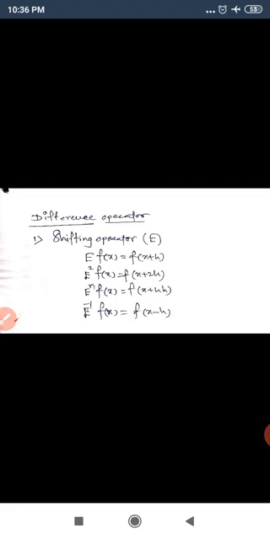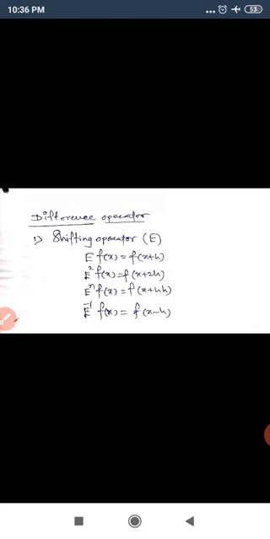E of f of x, what will it be? Its increment will be by h. The next value: E of f of x is equal to the next value f of x plus h. That means E of y1 will be what? E of y1 is equal to y2. E of y2 will be what? E of y2 is equal to the next value of y2, which is y3. E of y2 equal to y3, E of y3 equal to y4, and in this way the x will increment.